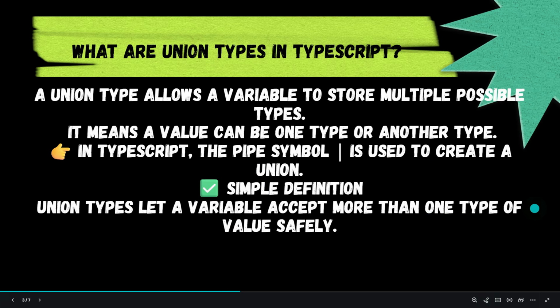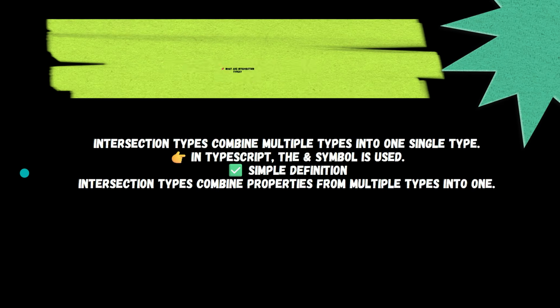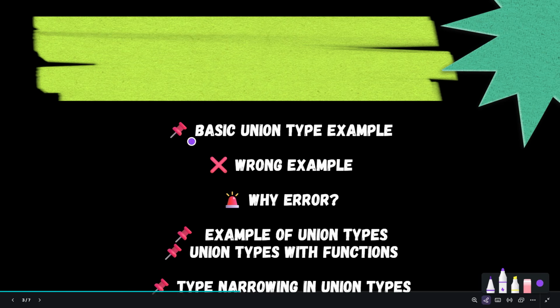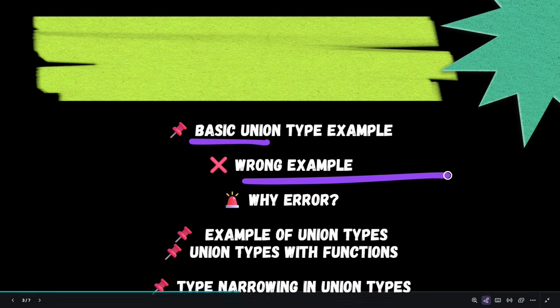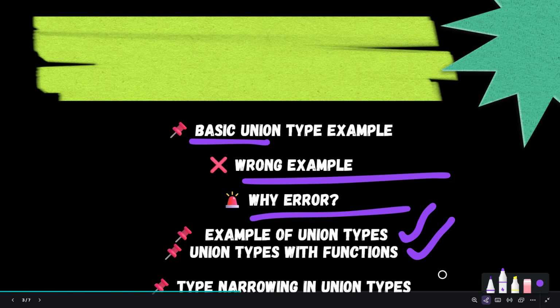Let's check the examples. First, a basic union type example. Then we will see a wrong example and why it errors. Then an example of union types with functions, then type narrowing in union types. So let's go to VS Code.